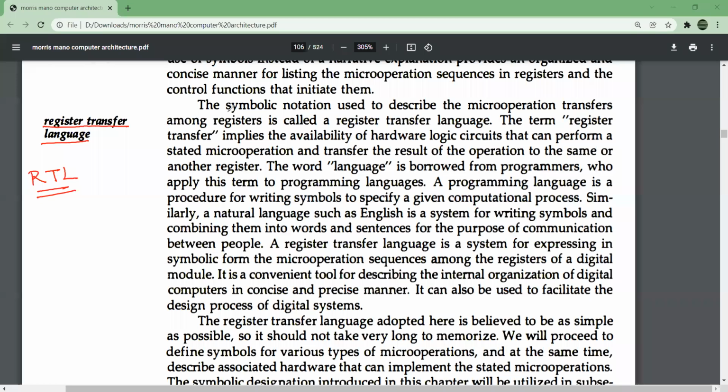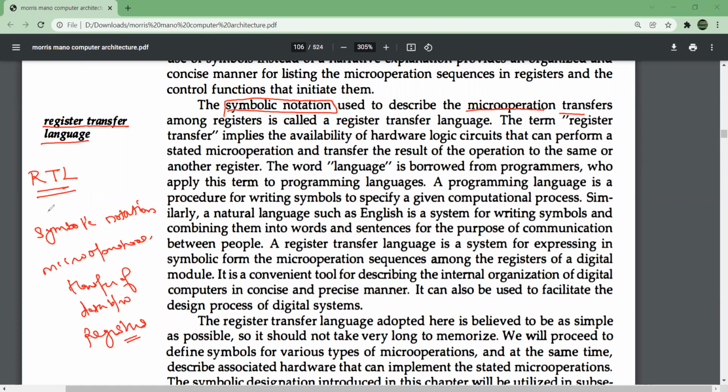So it is a symbolic notation that is used to describe, I repeat, first of all it is a symbolic notation. What does symbolic mean? Some kind of symbols will be used. What is it used to define? It is used to describe micro operation transfers, that is, to define micro operations that are performed on registers, and the transfer of data between registers. So that is what we call RTL.